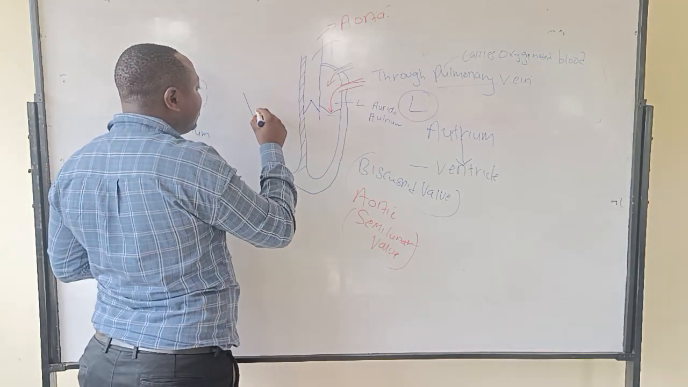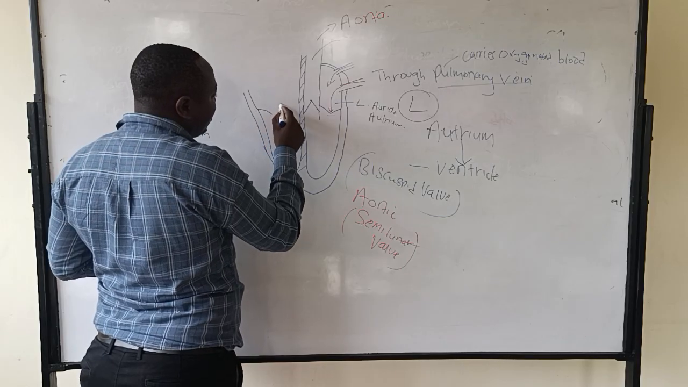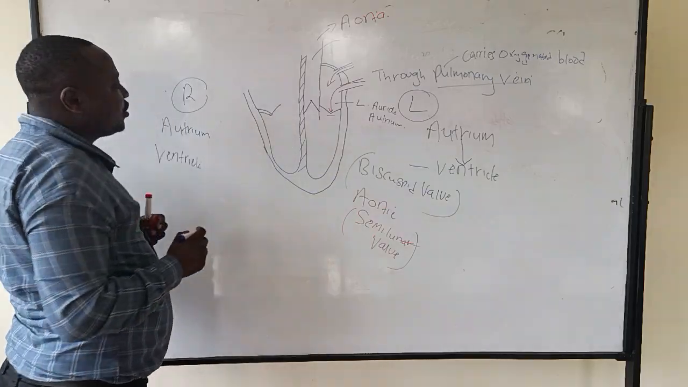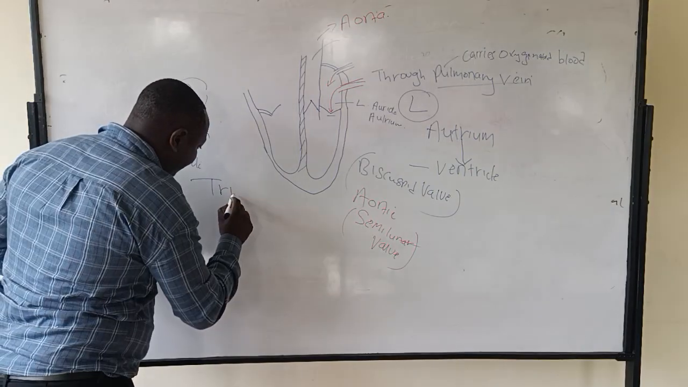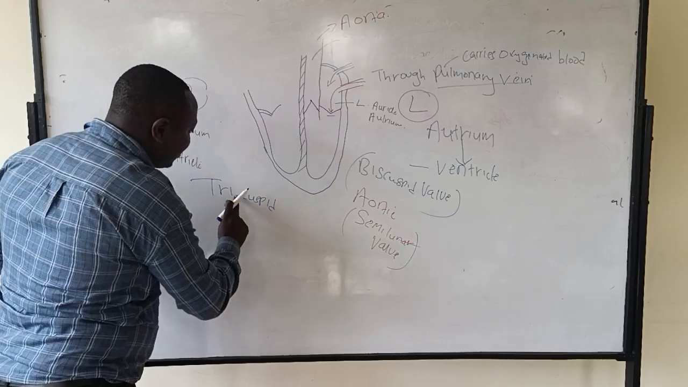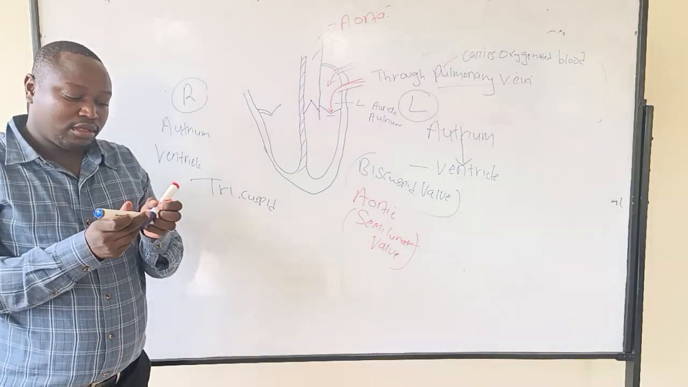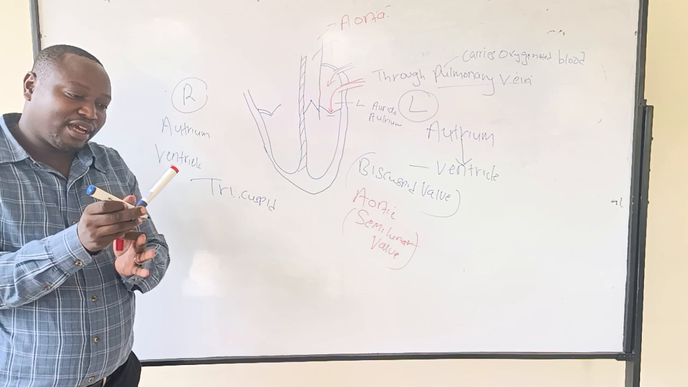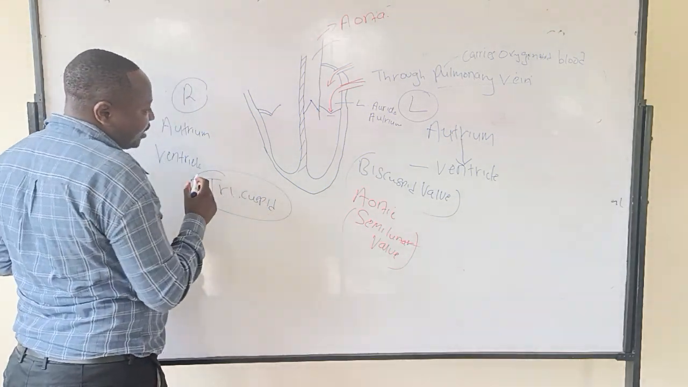Now we are going to proceed to this other side, which is our right side, where we also have a valve, which we call the tricuspid. We call it the tricuspid because it has two cusps facing downward, and also a third one on the lower part of it. That's why we call it the tricuspid.